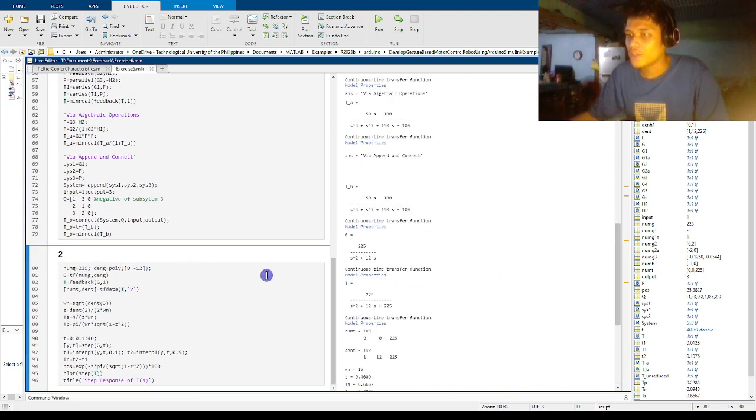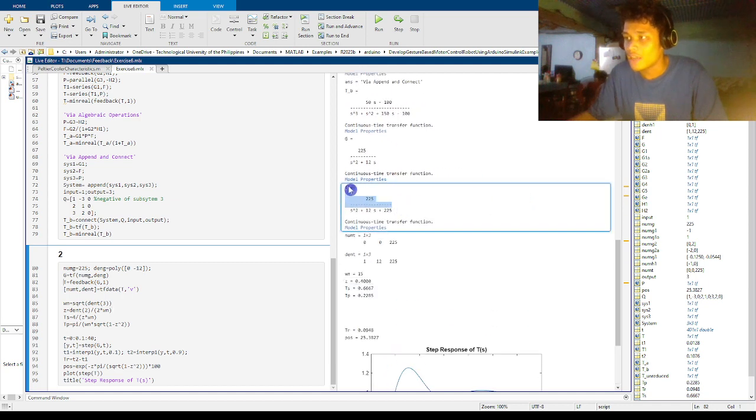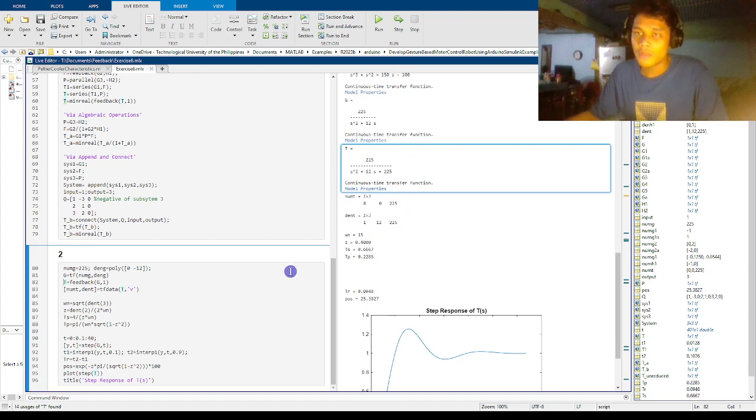And finally, for number 2, I skip to the actual exercise where we are tasked to simplify a block diagram in the same unity feedback formation, except it's 225 over s times s plus 12 for the open loop transfer function. And we get that this is the step response for that, but moreover, this is the CLTF or the closed loop transfer function.